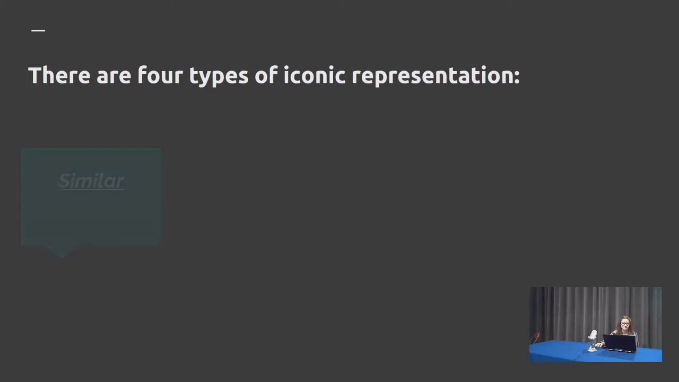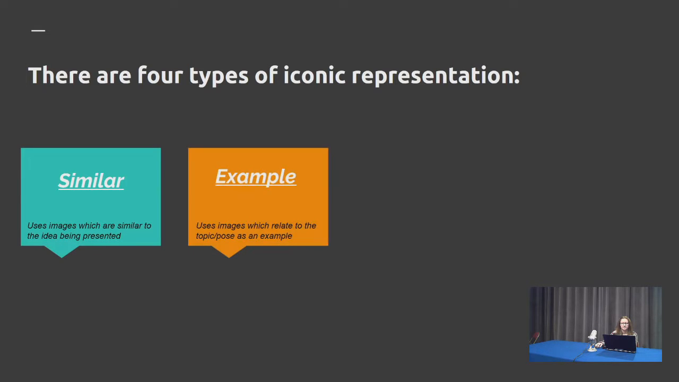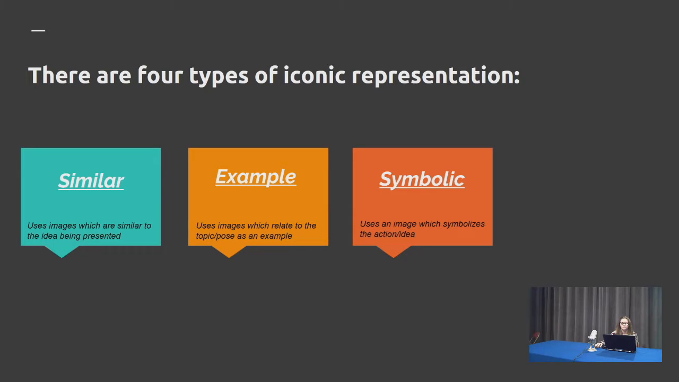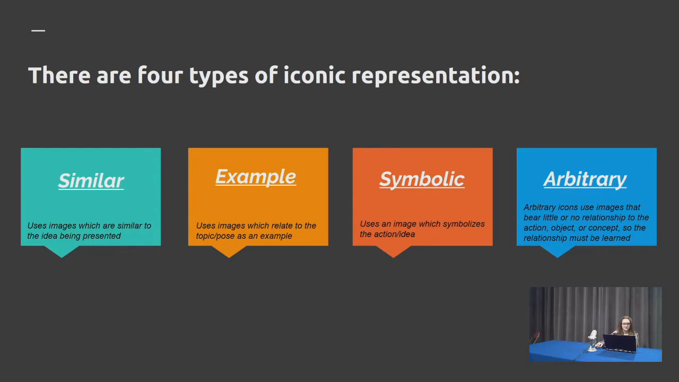So there's 4 types, which is similar, example, symbolic, and arbitrary. So an example of similar would be a road sign. If you see this curved road right here, basically what you know is that ahead of you there's going to be a curved road. So the reason we use this sign is because it's similar. Obviously the picture is a curved road, so you know there's a curved road.